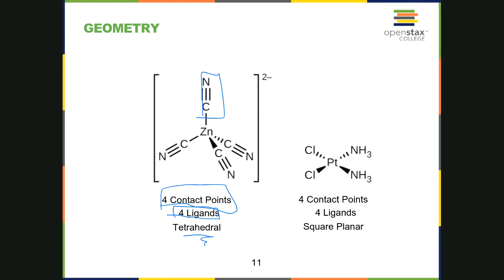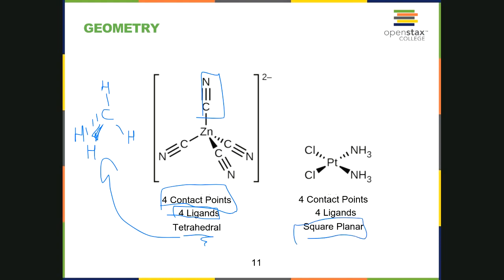Remember when we did the geometry for methane in Chem 140, we drew it like this. And that's also tetrahedral. So you can see these are similar up here. And then for this one, the one to our right here, this one is square planar.